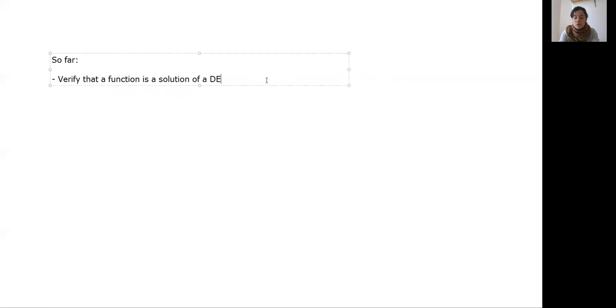Right? So we know that we just have to plug in the function into the equation, and if both of the sides are the same as in the differential equation that we're given, then we're going to have a solution to the differential equation.